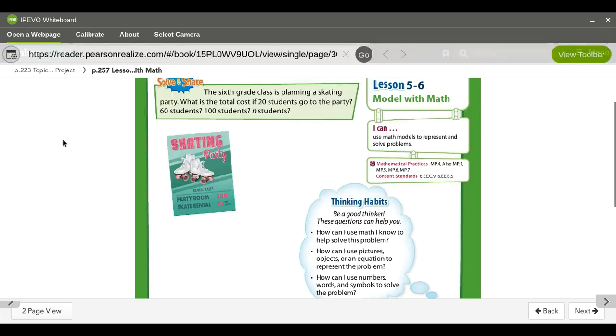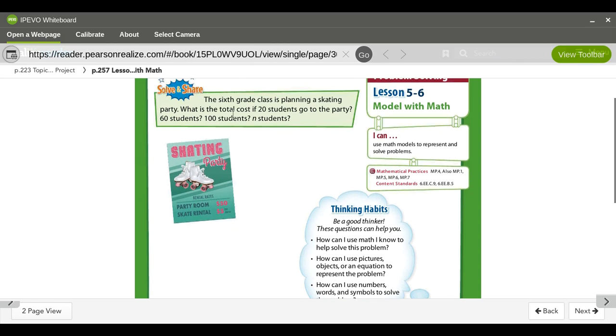So if we take a look at your solve and share. It says the 6th grade class is planning a skating party. What is the total cost if 20 students go to the party, 60 students, 100 students, and n students?